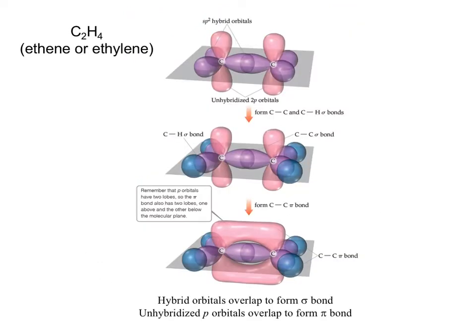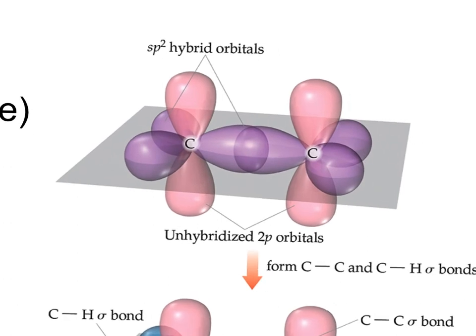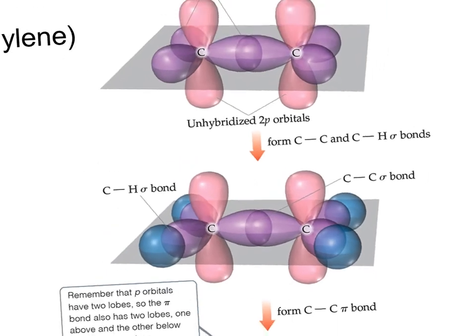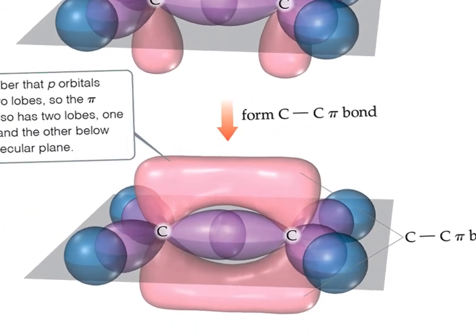All right, let's have a look at the figures from Pearson here, publisher. And let's start up here. This is the sigma framework in purple, right? 120 degrees. The unhybridized p's are here. They haven't overlapped yet, but they're sitting right there. In the second part of this, they've added the hydrogens in blue. That's all. Okay, the third part of this is where they put it all together.